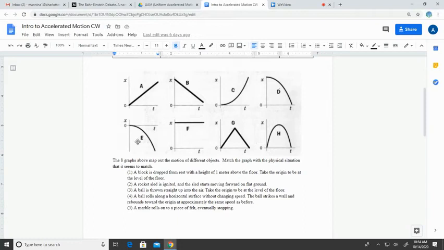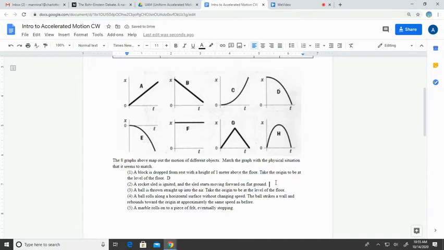Well, looking at the only two graphs left, D and E, D is the only one that shows an object that starts at a height above 0 and then starts basically falling towards it, speeding up. So the answer for 1 is going to be D. Right? And the next one, this might be a little bit simpler.